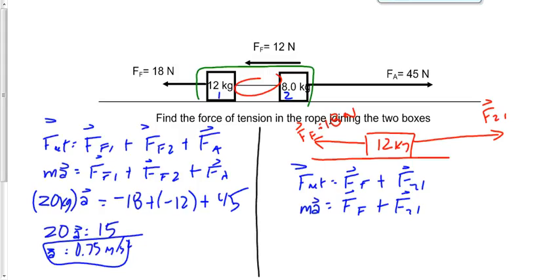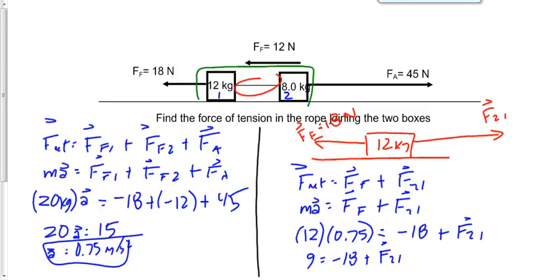Remember, right now, talking about that wagon and the kids again, we're analyzing one of the kids, not both of them. Okay, the kid at the back of the wagon. We're going to use the mass, therefore, of the kid at the back of the wagon or the box at the back of the truck. The acceleration is 0.75. We established that if the system accelerates at that rate, so does every object within it. FF is negative 18 plus F21. 9 equals negative 18 plus F21. And F21 equals 27, I think.